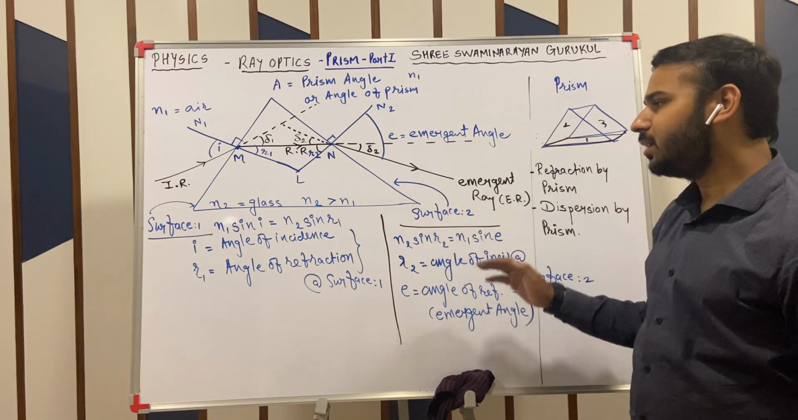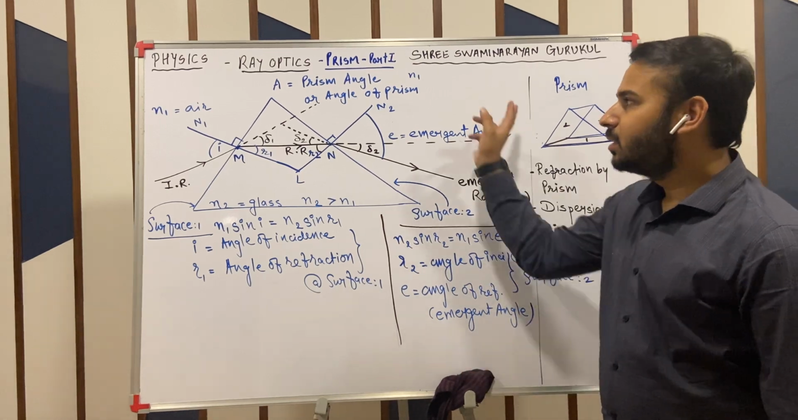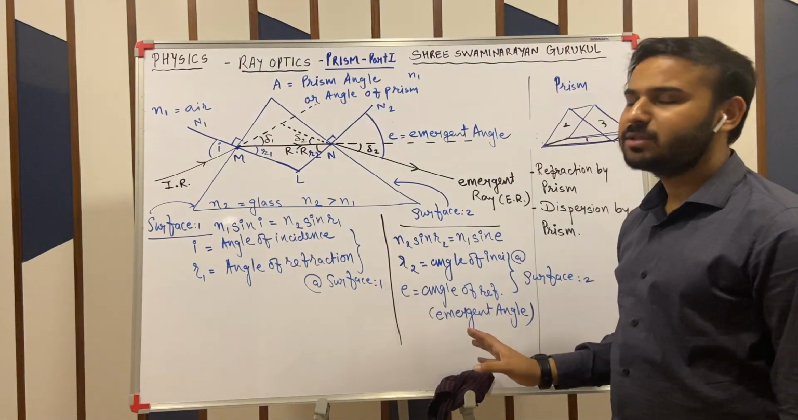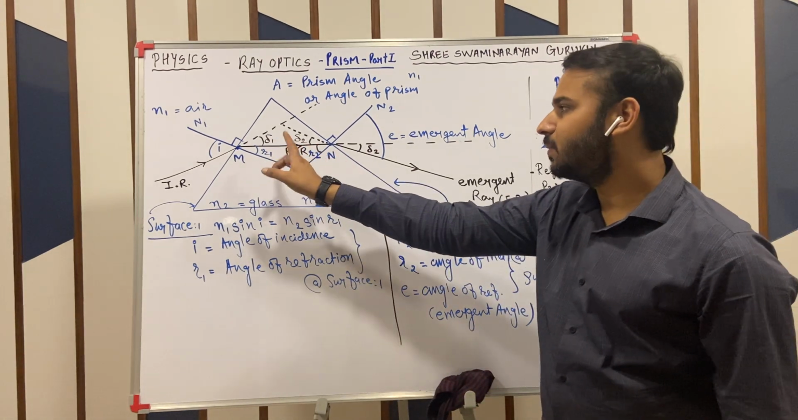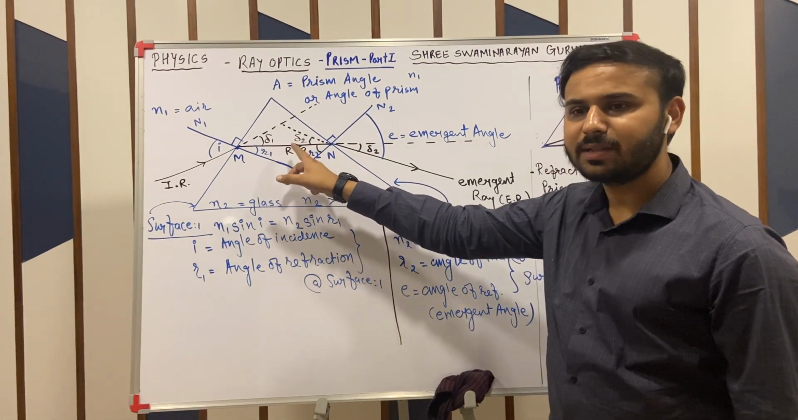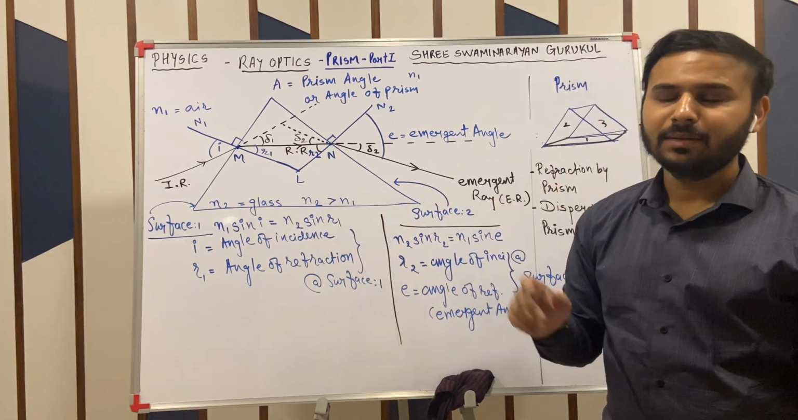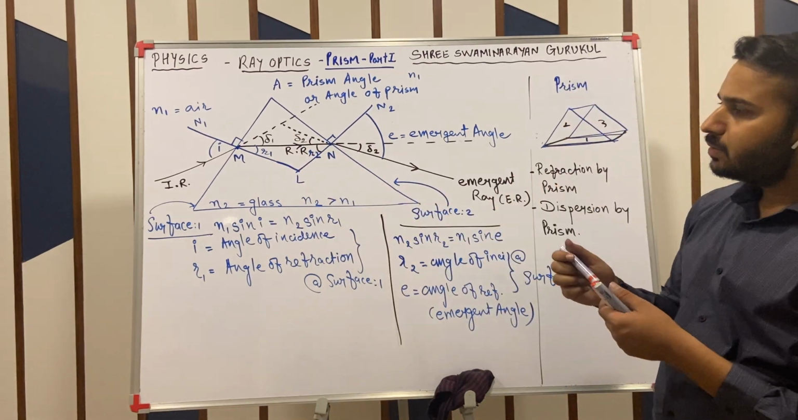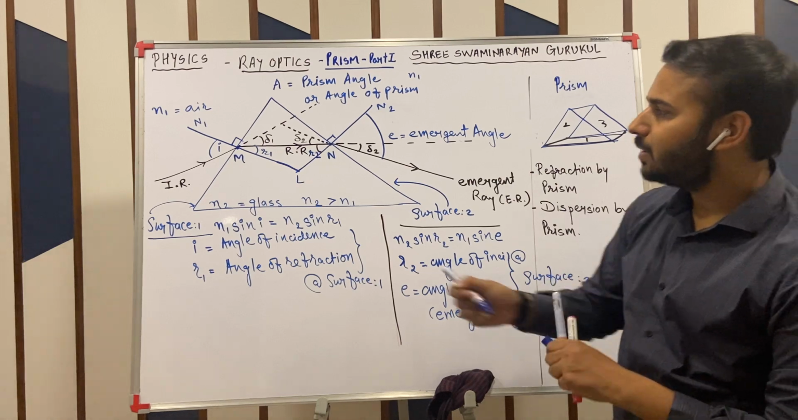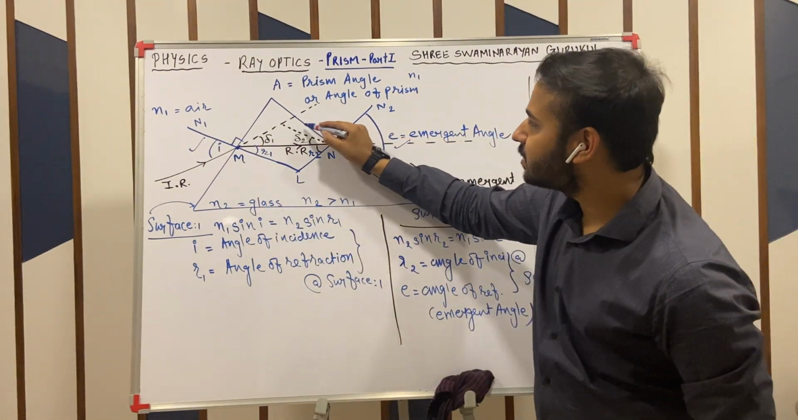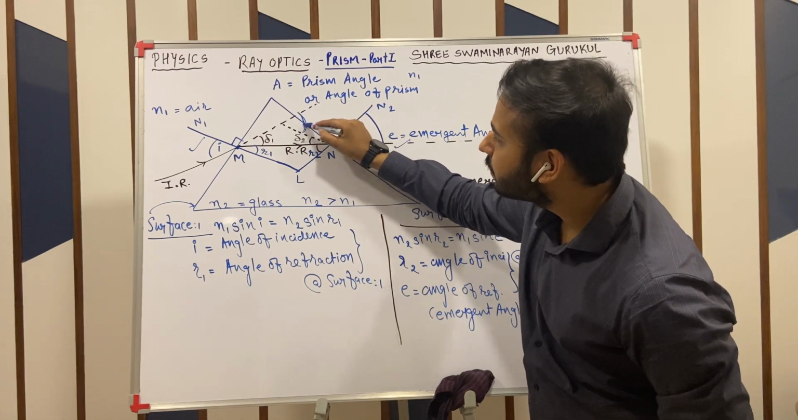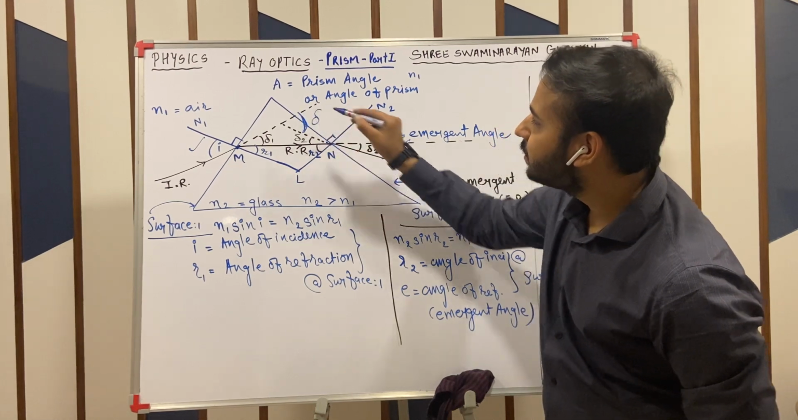The basic thing related to this topic is the diagram. The most important thing is the diagram. You must know how the light ray enters from one medium to the other, first to second, second to first. So now we need to derive the relation between I, E and this delta.